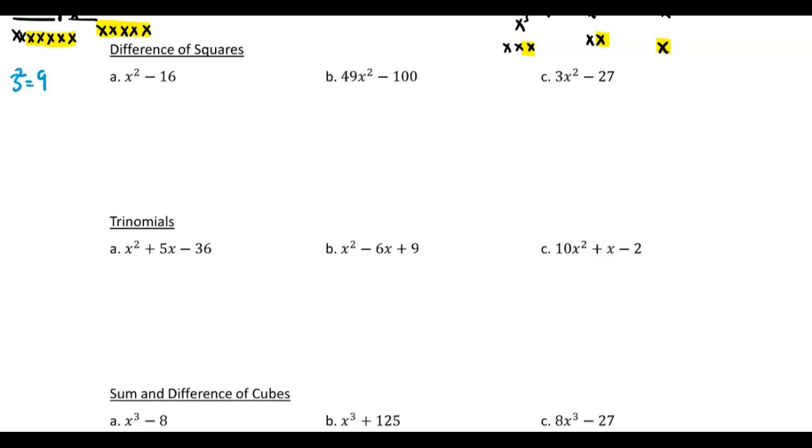9 is a perfect square. 4 squared is 16. That's a perfect square. 2 squared, let's back up real quick, is 4. 1 squared is 1, and so on. 5 squared is 25. 6 squared is 36. So perfect squares.